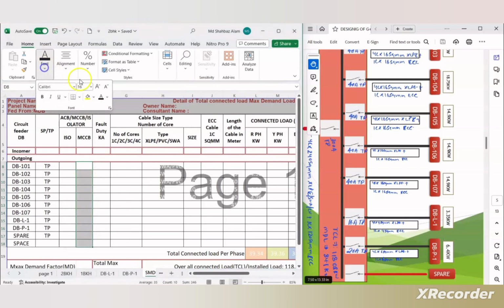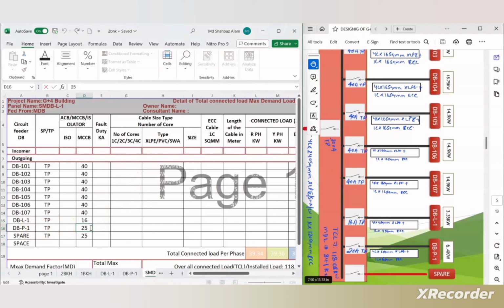So we will write here, for DBP1 the breaker rating will be 20 ampere. Spare I consider as a 25 ampere breaker for future load. Hope you are clear now.